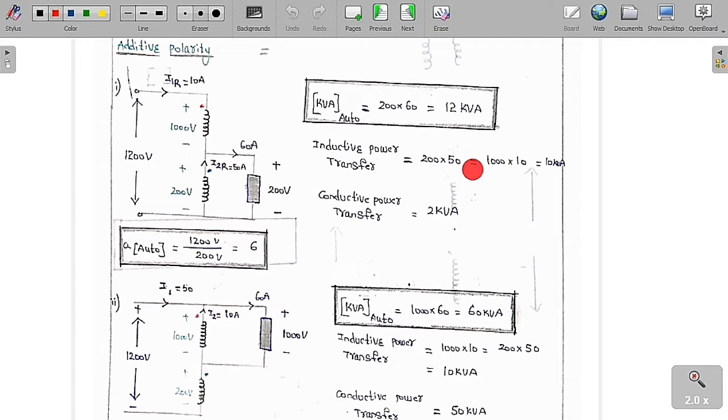So what is the conductive power transfer? Overall kVA rating minus inductive power transfer. So 12 kVA minus 10 kVA is nothing but 2 kVA. So this is the conductive power transfer.